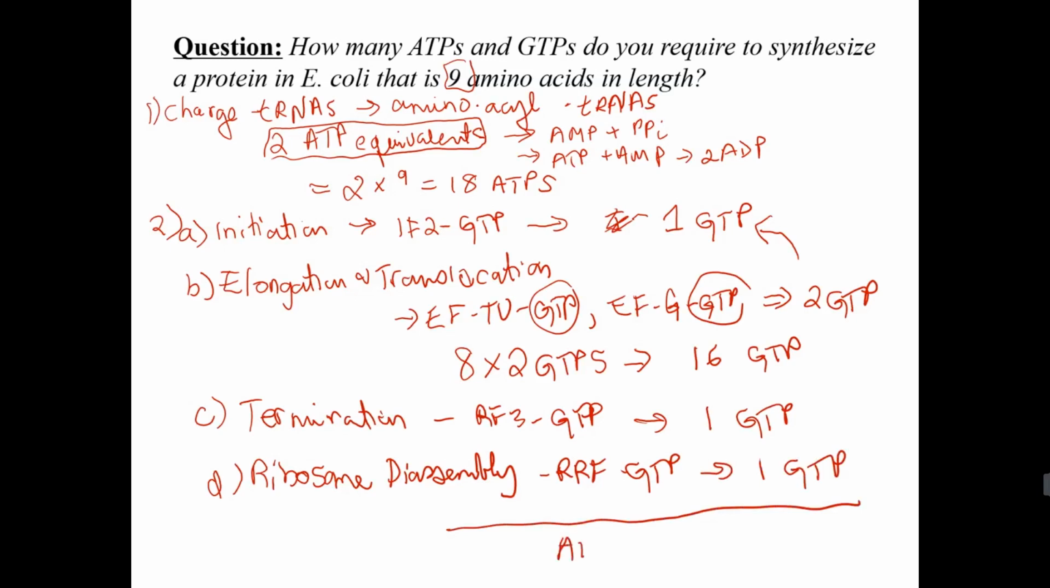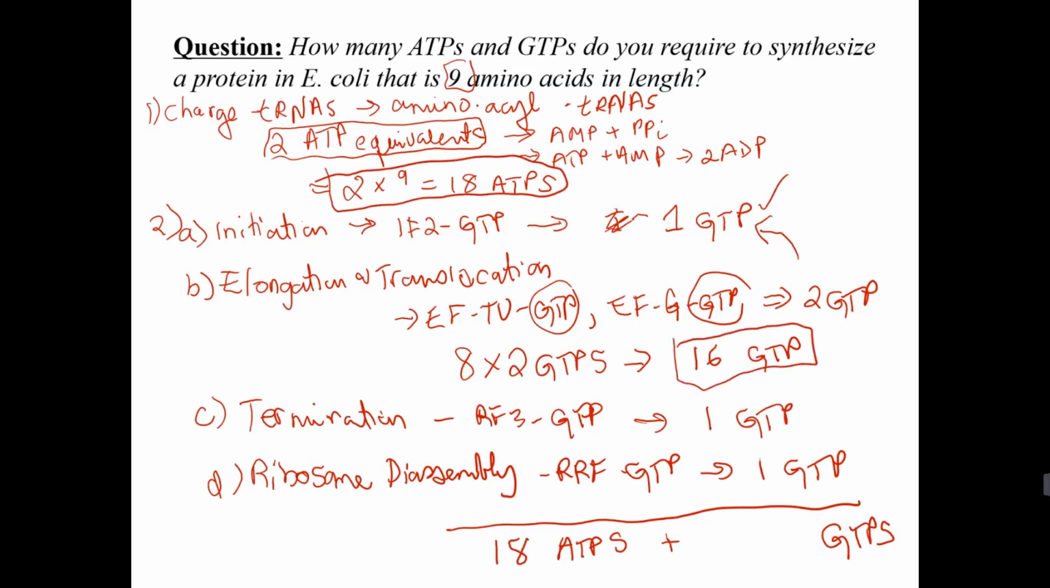ATPs plus GTPs. So in charging all our tRNAs, we basically need 18 ATPs. And then if we add up our GTPs, one for the first amino acid with IF2, 16 for the remaining 8 amino acids using EF-Tu and EF-G. So that's 17.